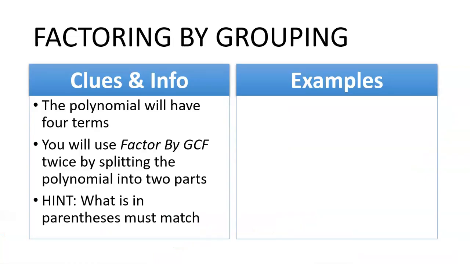Today we're going to learn about factoring polynomials by grouping. Some clues and info to let us know that we're going to be using grouping. First of all, the polynomial will have 4 terms in it. We're going to take that polynomial and use factoring by GCF twice because we're going to split the polynomial into 2 parts. And a hint that I want you to always look for: what is in the parentheses must match.